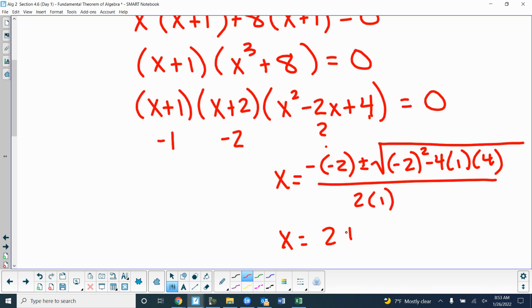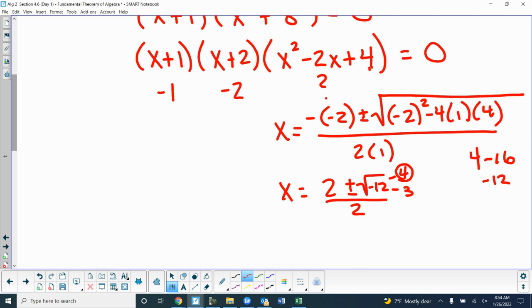That's a good question. So that's a positive 2, and then that's a 2, 2 times 1. In my square root, I got -2 squared, which is 4. And -4 times 1 is -4 times 4 is -16. So that's a -12. So there's my imaginary, because I got a negative under the radical. So do your little factor tree. What can I pull out?